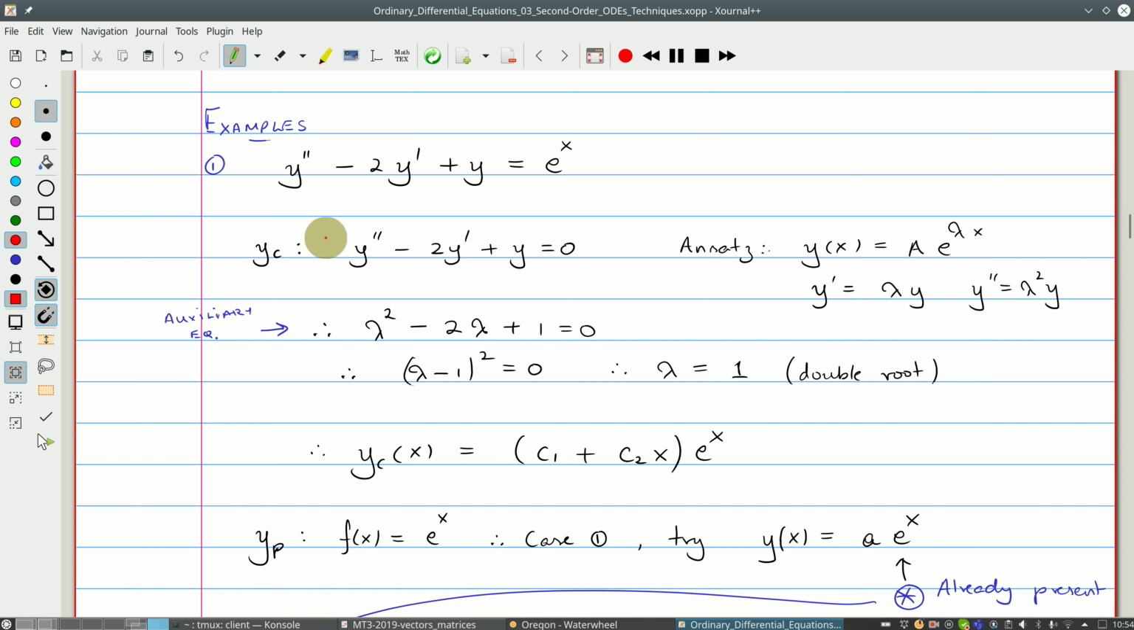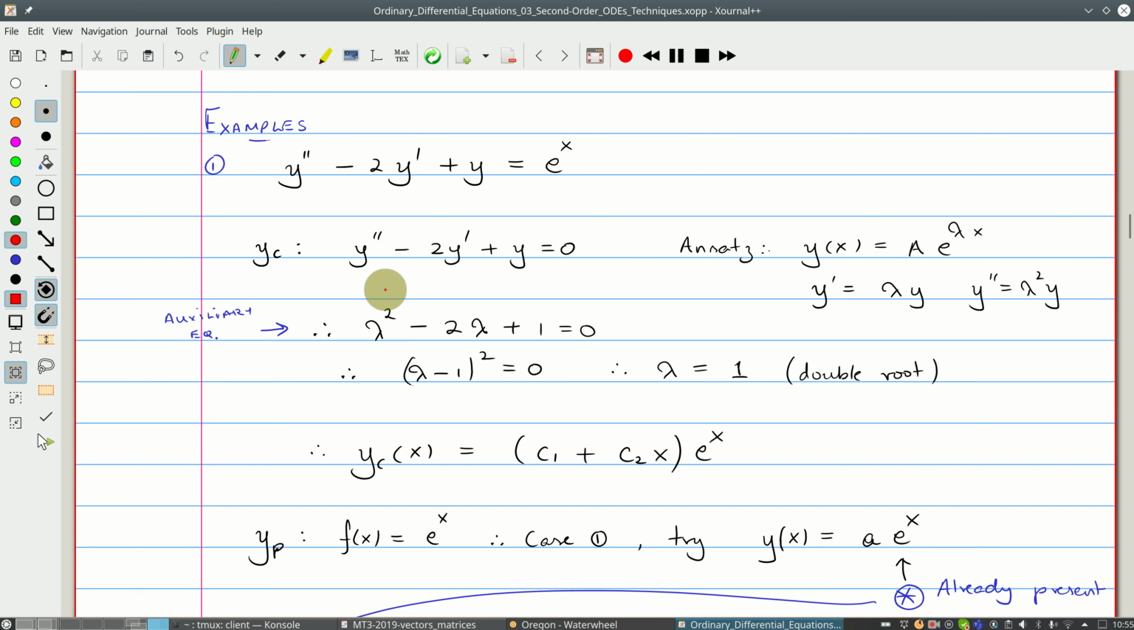The first differential equation is y double prime minus 2y prime plus y is e to the x. So to get the complementary solution, we have to solve the homogeneous equation, which is y double prime minus 2y prime plus y is equal to 0. It's got constant coefficients, so we can use the techniques given above. We make the ansatz y of x is equal to a times e to the lambda x, which means y prime of x is equal to lambda times y, and y double prime of x is lambda squared times y.